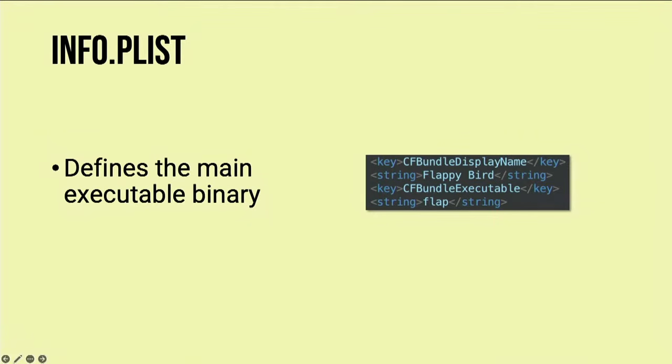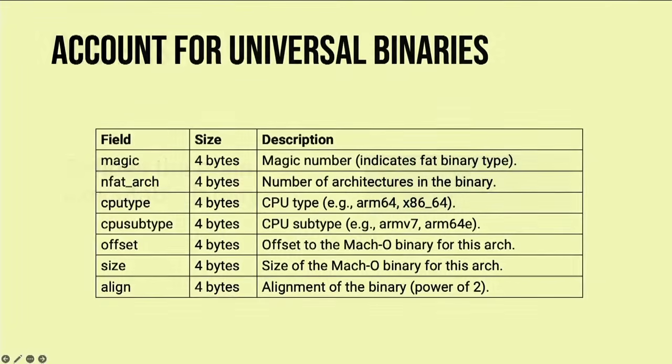And if we take a look at the CFBundleExecutable, this is a special tag inside of the Info.plist, we can see that the main Mach-O binary name for this is flap. But our analysis doesn't get to end there. We don't just get to take that and decompile that. We have to account for universal binaries, historically called fat binaries.